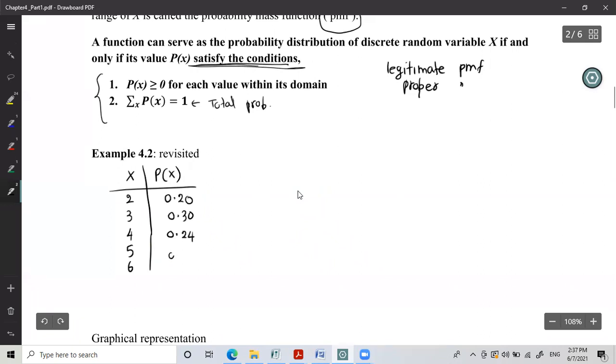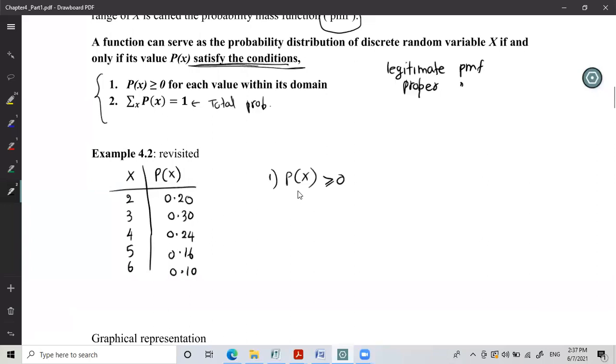Better to have it with 2 decimal places. Okay, so let's see whether these two conditions are satisfied. So look at all the Px's. You can see all of them are greater than or equal to 0. No zeros actually, all of them are positive. No negative values. So first condition is okay. Now let's add these values together.